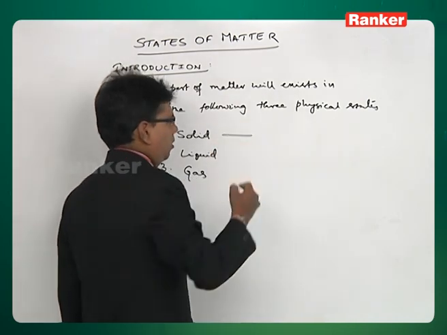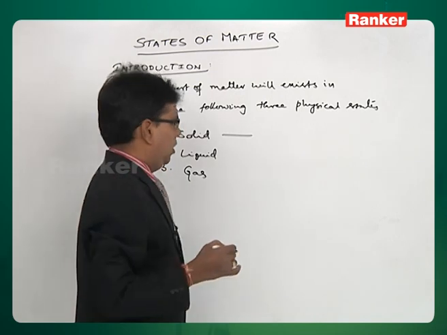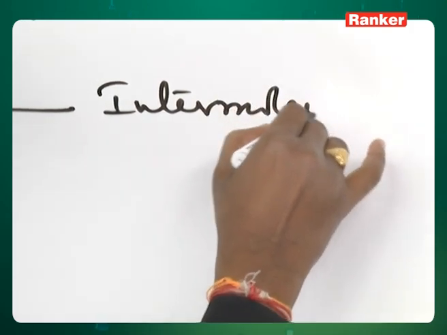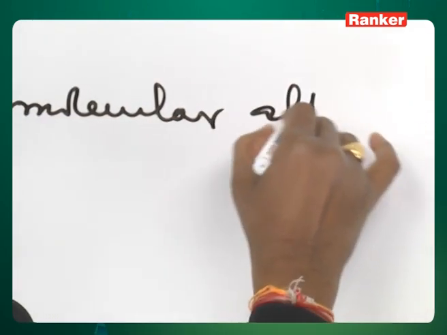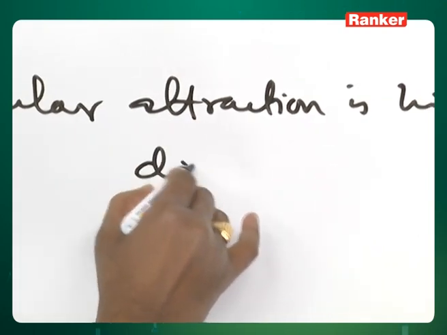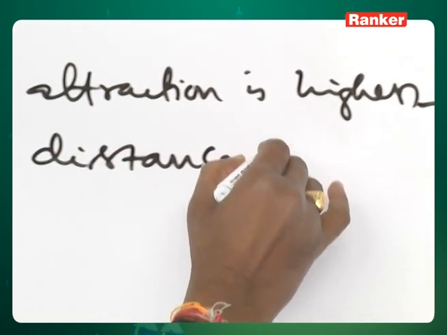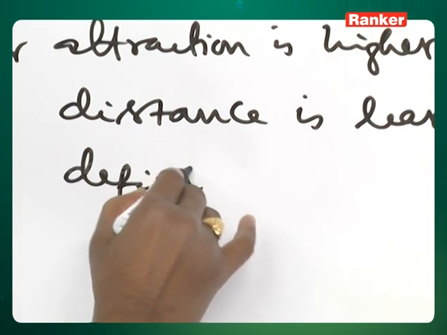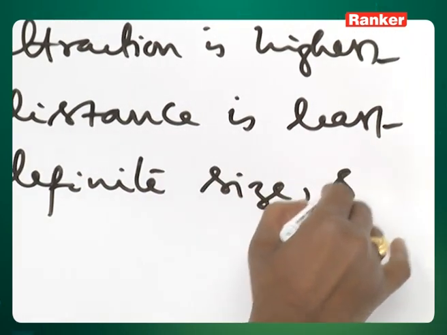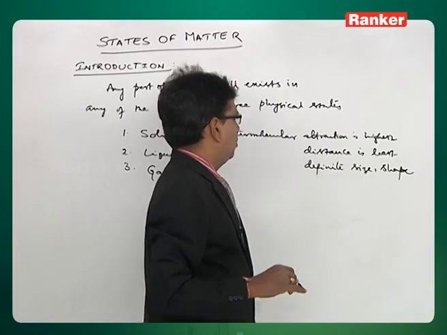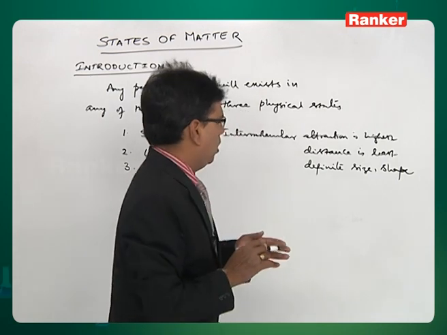Solid is a physical state of matter in which the intermolecular attraction is highest, intermolecular distance is least, and it will have definite size, shape, geometry, etc. So, here what is this intermolecular attraction?